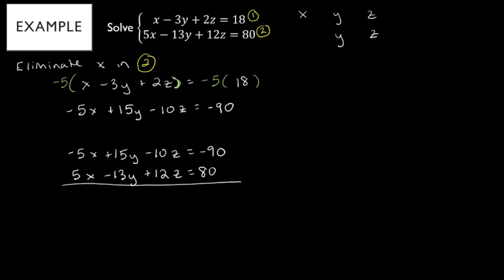And then I add them together. So my x's are going to cancel out. I'm going to get 15 minus 13, so that's 2y. -10 plus 12 is going to be plus 2, so it's going to be plus 2z. And then we're going to get -10.